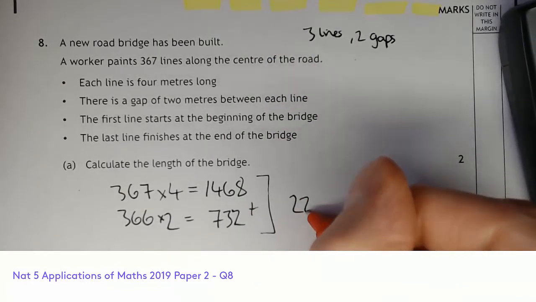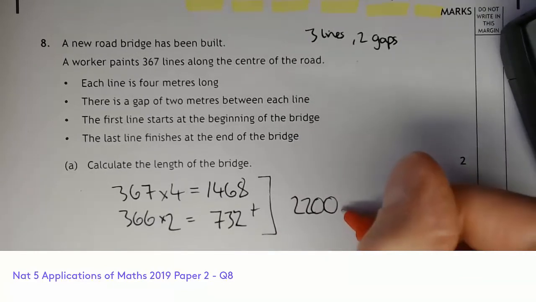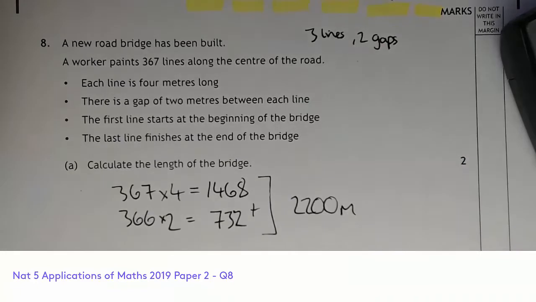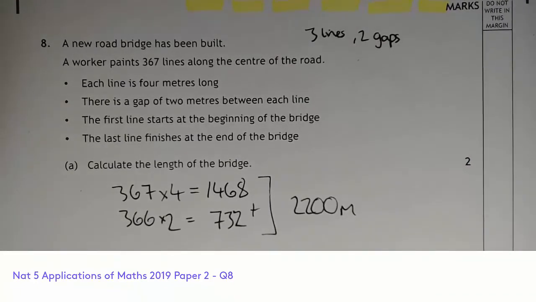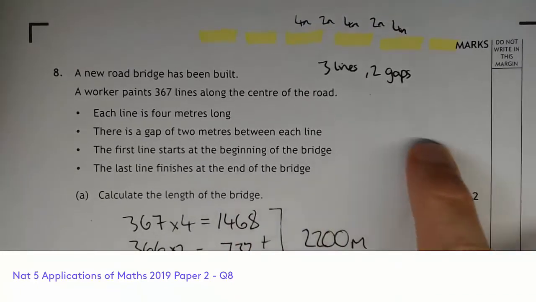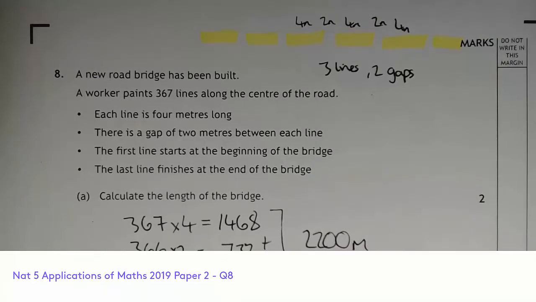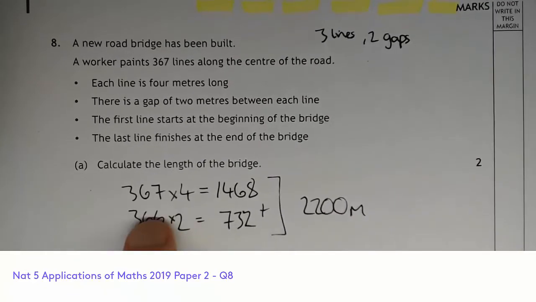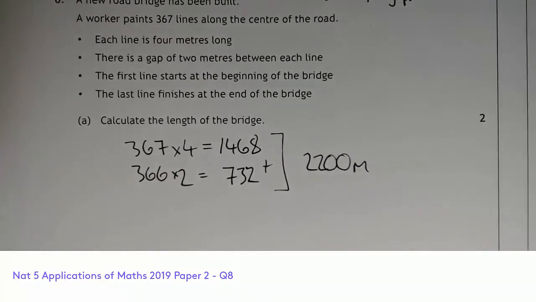If we then add these two together, that's 2,200 metres, and that's the length of the bridge. So again, draw wee diagrams, that could help you out. That's the length of lines, the length of gaps, and then you just add them together.